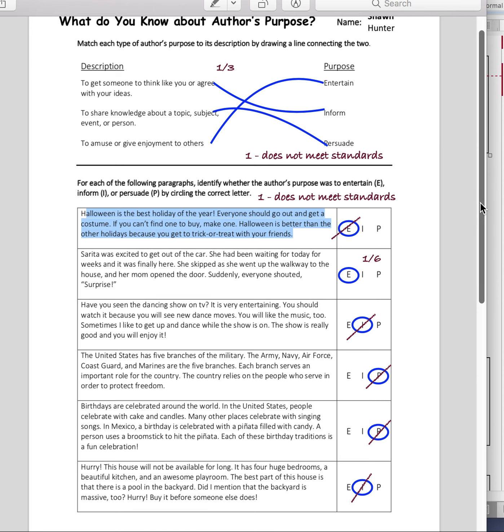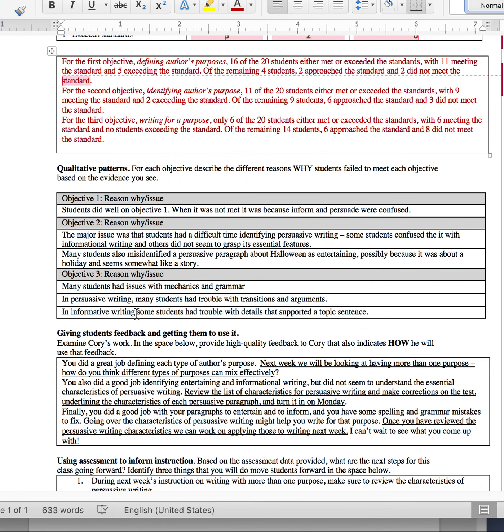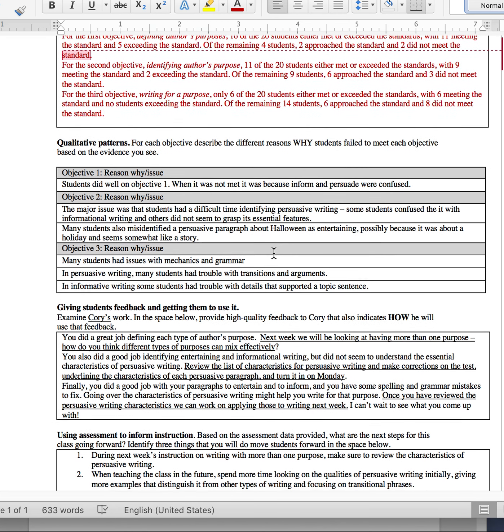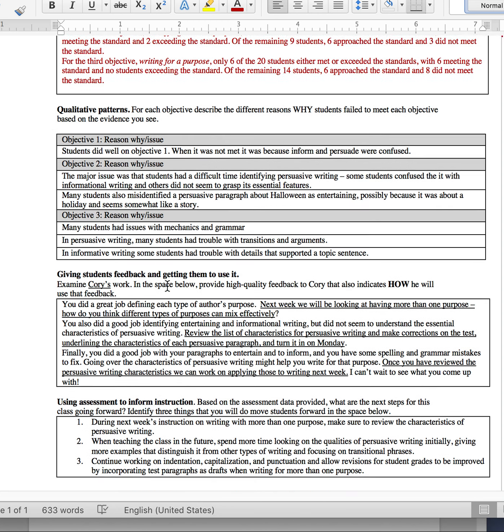And now if that's saying 2/3 of the class went that way and made that error, well, that's a pretty consistent thing, and maybe it has something to do with that particular passage. And that's something that I can think about when I think about next steps. For objective 3, I have the issues of mechanics and grammar. In persuasive writing, they had trouble with transitions and arguments. In information, some people had trouble with details, right?